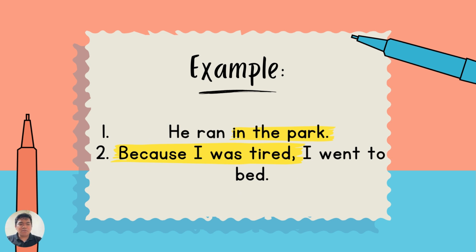For example, he ran in the park. In the park is our modifier, telling us where that person ran. Another one is, because I was tired, I went to bed. It gives more detail and context as to why the person went to bed.